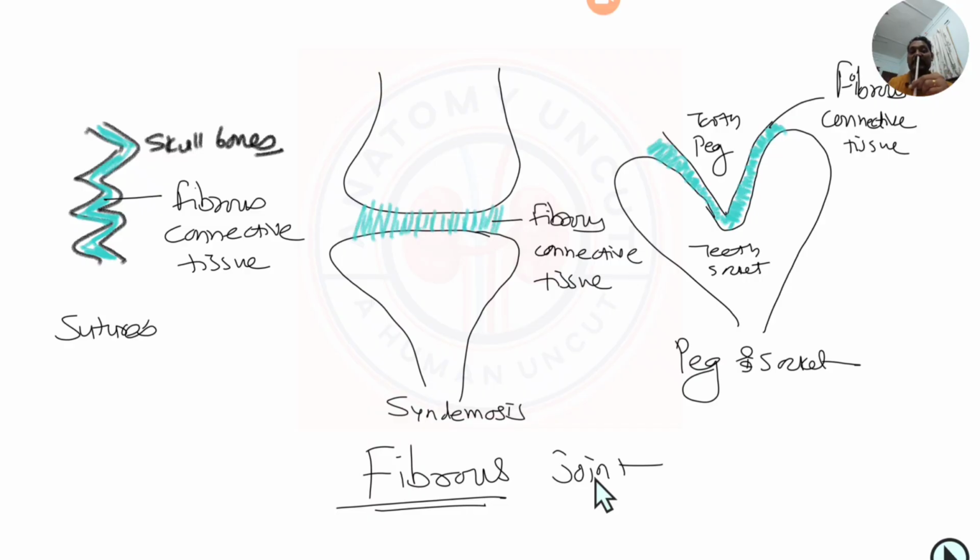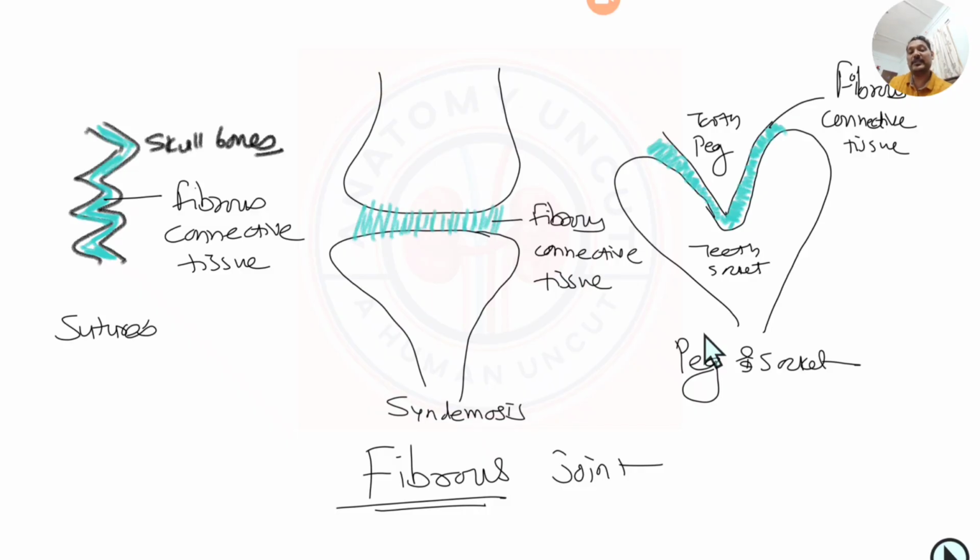If this is your fibrous tissue, as you can see in this group called fibrous joint, all over you have the fibrous tissue. There are three varieties of the fibrous joint, whether they are suture, syndesmosis, or peg and socket like you see in the teeth. So these are the joints which are fibrous in nature.